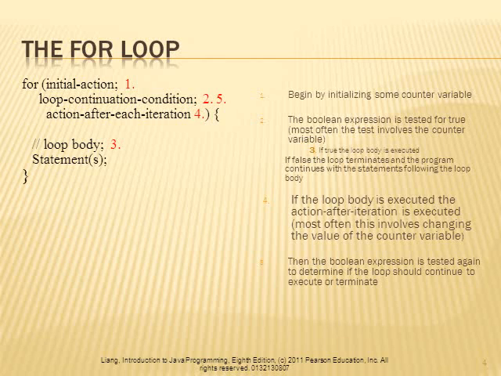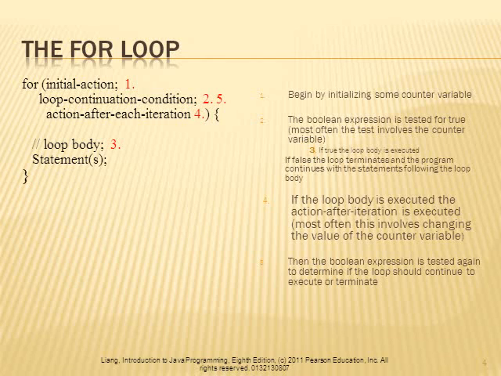The for loop is a variation of the pretest loop, and it is the preferred loop to use when we need to implement a counter-controlled loop. Execution generally follows this pattern. We begin by initializing some variable, usually the counter variable that's going to control loop execution. Then the Boolean expression is tested for true, and most often this test involves testing the counter variable. If the expression tests as true, the loop body is executed. If the expression tests as false, execution continues with the statements following the loop body.